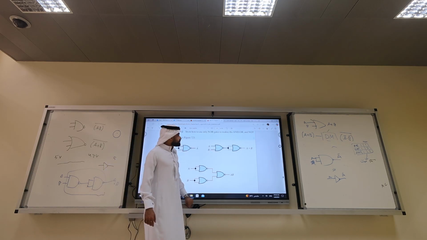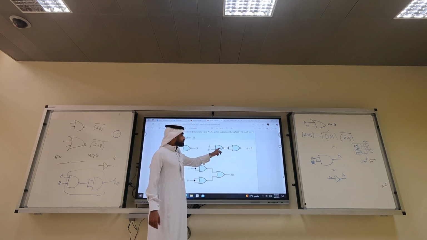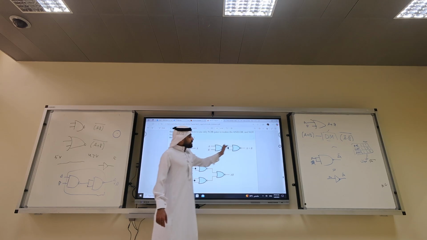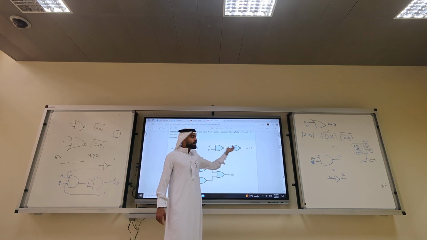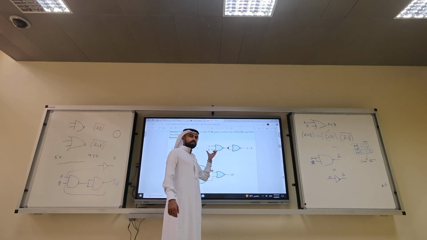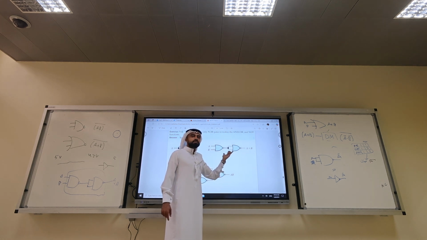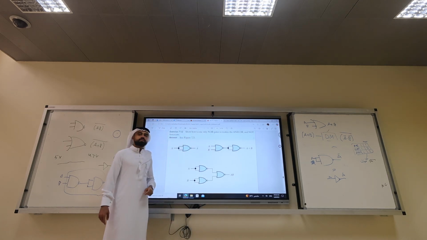How about that? A ORed with B. A plus B, prime. It will be A prime and B prime. Inverted, it will be OR, another OR. So this is NOR and then NOT. This is what? NOR, then NOT, it becomes OR, original. How many gates do we need? 2, using NOR.